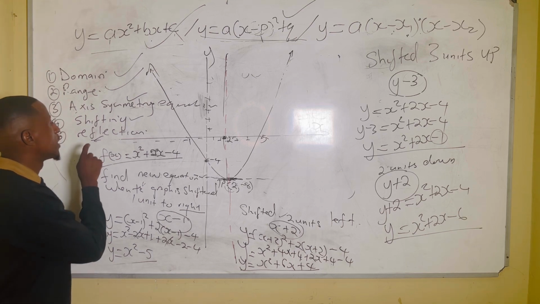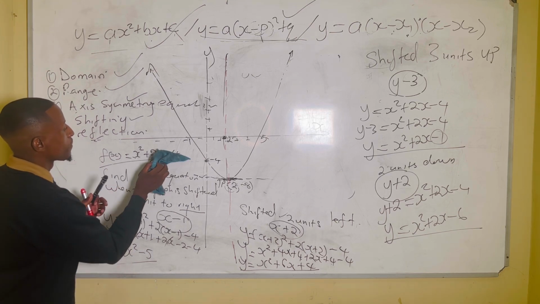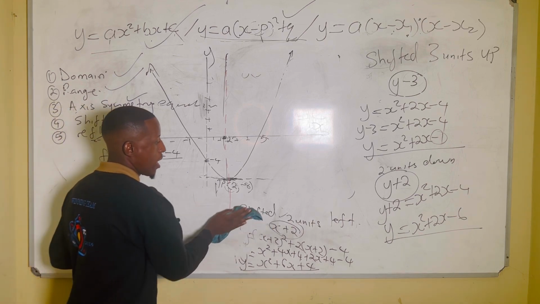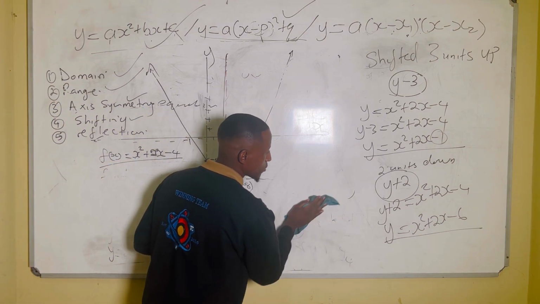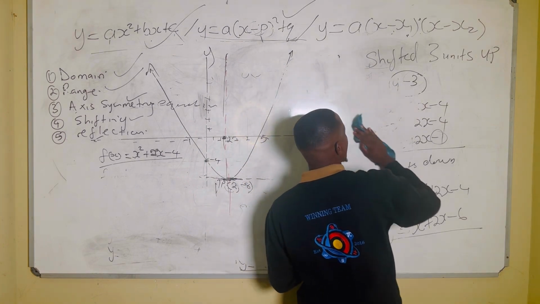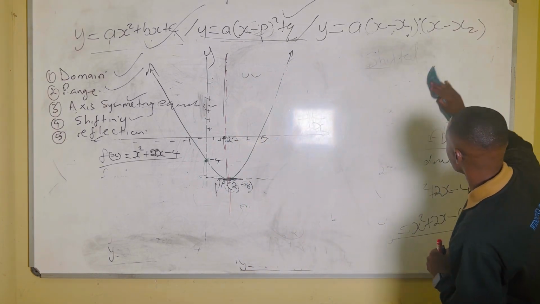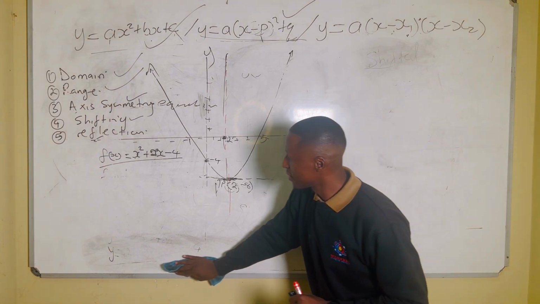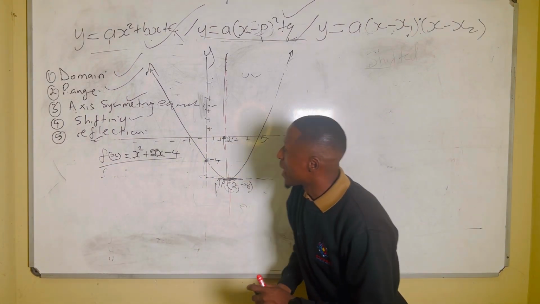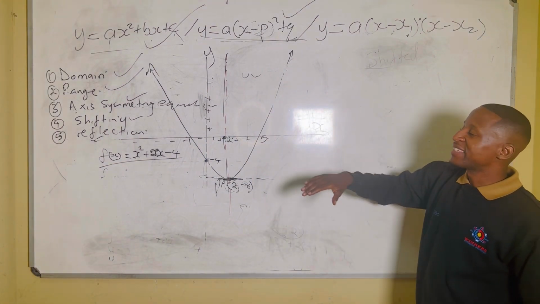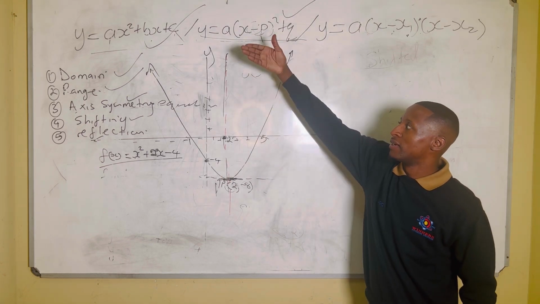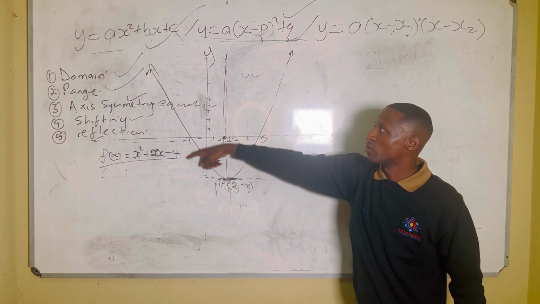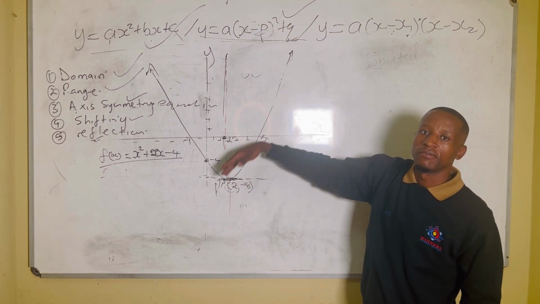So let us move to the reflection of the graph. When the graph is reflected now, we want to know how your equation is gonna be. So reflection, you must understand it very well. So reflecting a graph, it's flipping it in this way. If you flip it in this way, it has to face down. So that is a reflection.